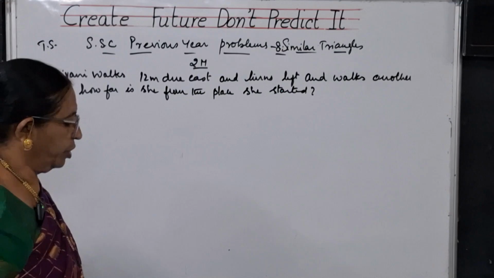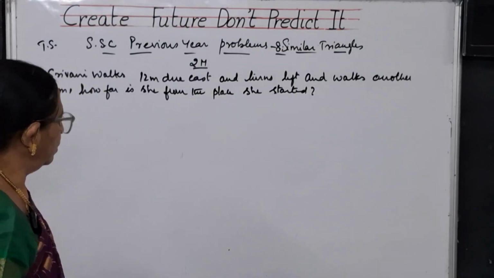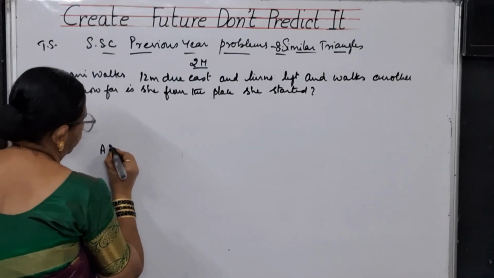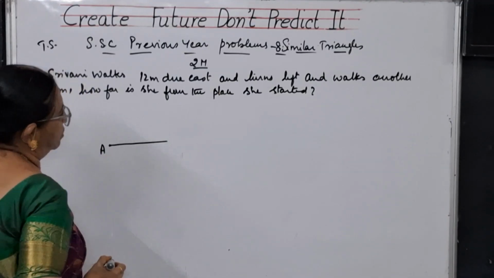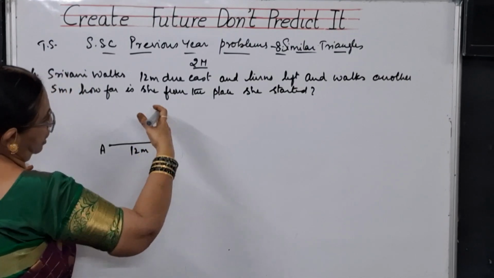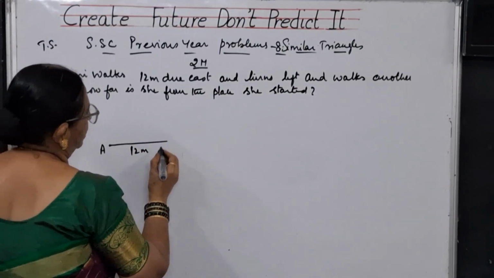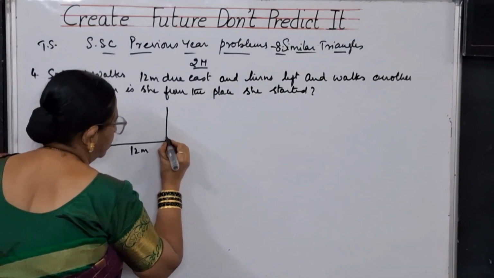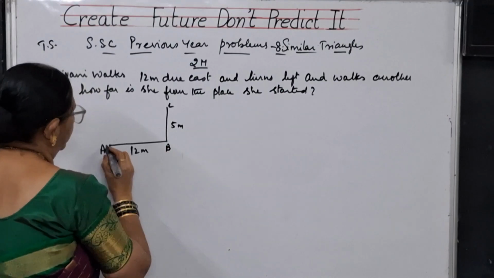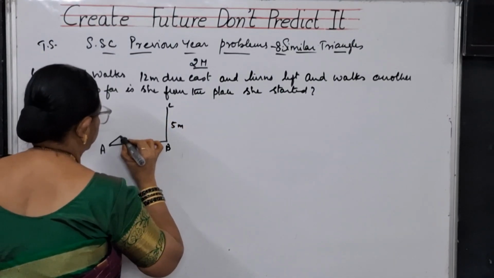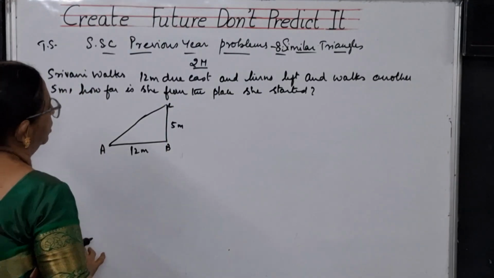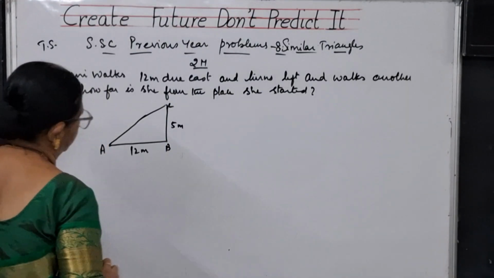So, what happened? Srivani walks 12 meters due east. Suppose this is point A. From here, she has traveled. This is east direction, 12 meters. And here she has taken a turn to the left side and she has traveled to A, B, C, 5 more meters. Now, what is her distance from the original position? That means AC you need to find out.